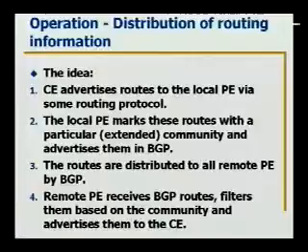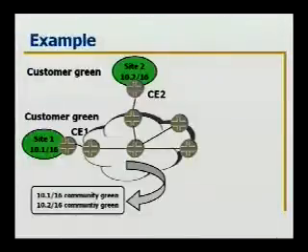This extended community is actually what is called the route target in VPNs. So now BGP is going to take and advertise these routes with the route target to all the remote PEs. And the remote PEs which receive these routes filter them based on the community and advertise them back to the CEs. So let's see an example of what's going on.